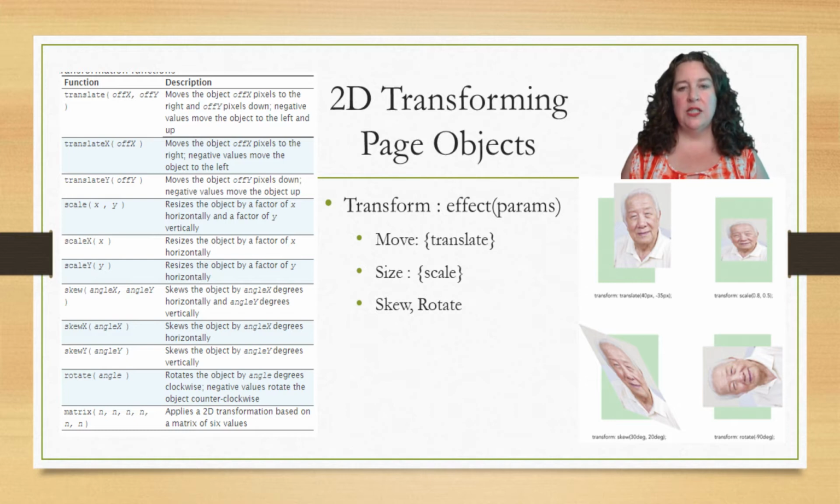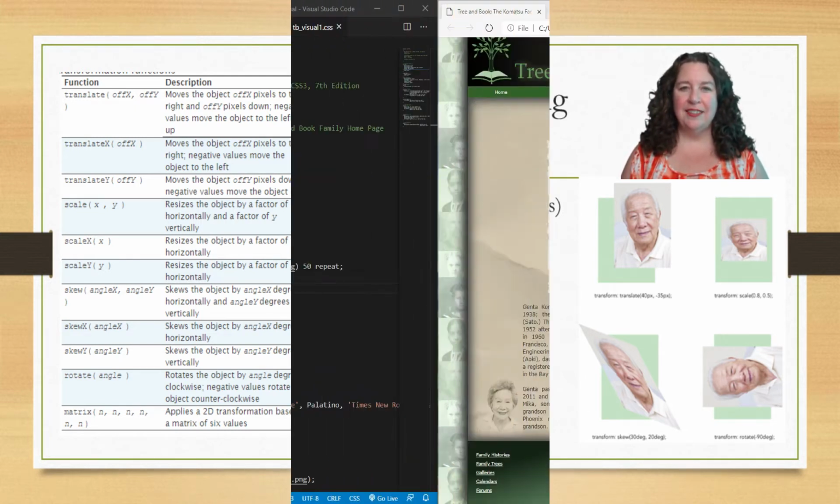In CSS, all we have to do is say transform with a colon and then apply the effect, and you can apply multiple effects at the same time. So let's go into our code and see what that looks like.